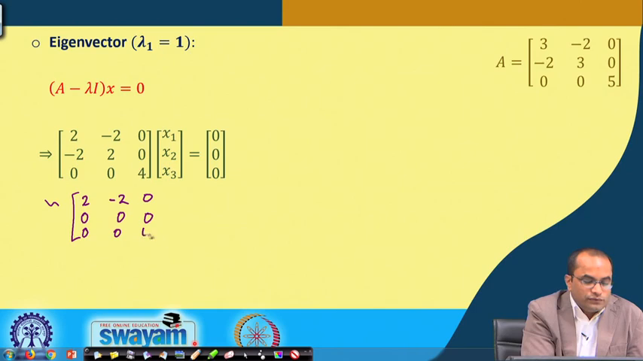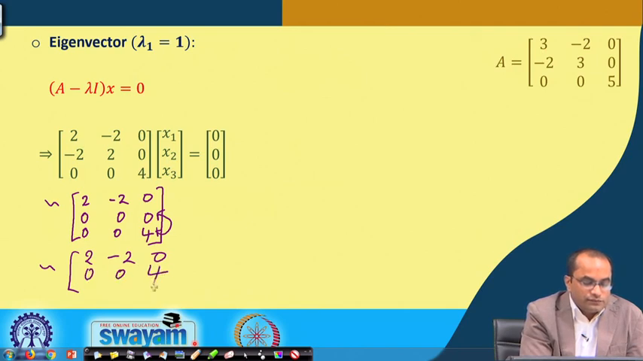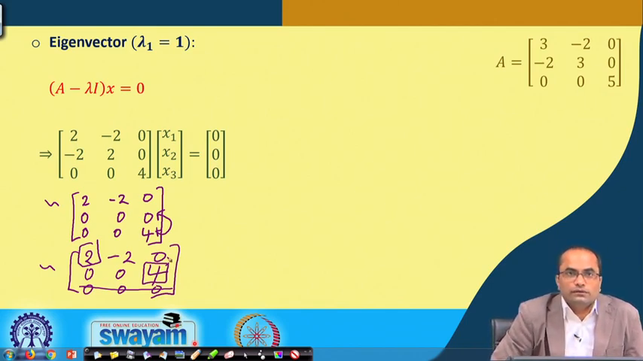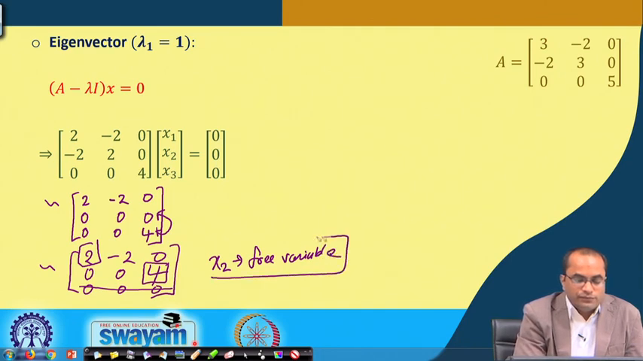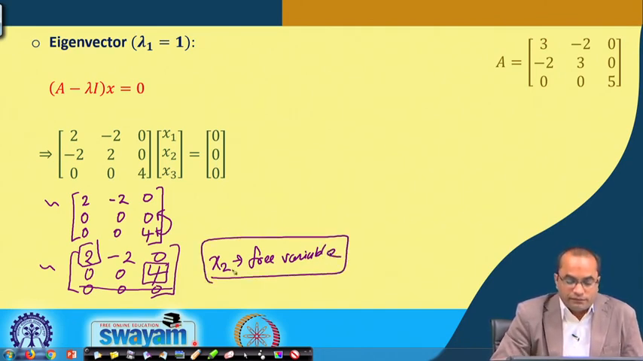So, here 0 0 4, this is one step of the row reduced form, and now we can interchange these two rows. So, we will get 2 minus 2 0 0 0 and this 4, and the last row will be the 0 row. So, we have the pivot in the first column, we have a pivot in the third column. Corresponding to x 2 here we can choose a free variable, and then x 1 and x 3 will be computed based on this free variable.